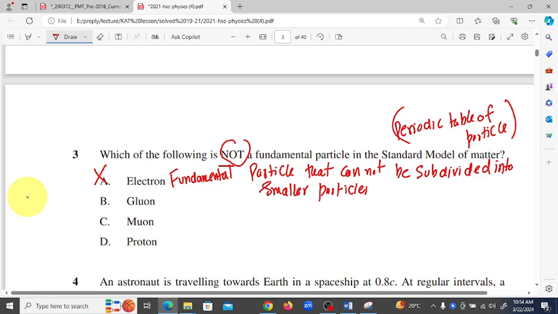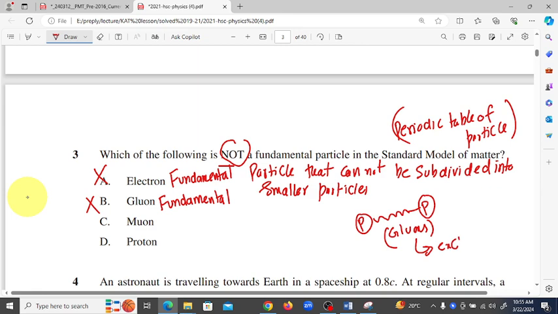Number B, gluon. Gluon is also a fundamental particle because according to the standard model, the gluon is the exchange particle. For example, if a proton and a second proton interact through the field, this field is mediated by the gluons. The gluon is the exchange particle, and you can't subdivide this gluon into smaller particles. So gluon is also a fundamental particle.